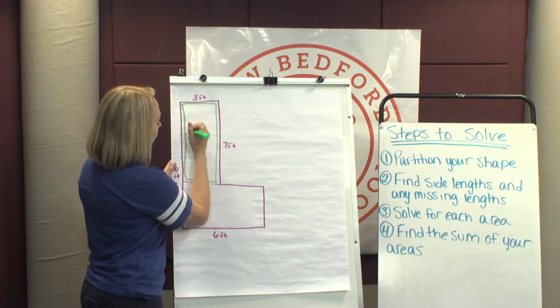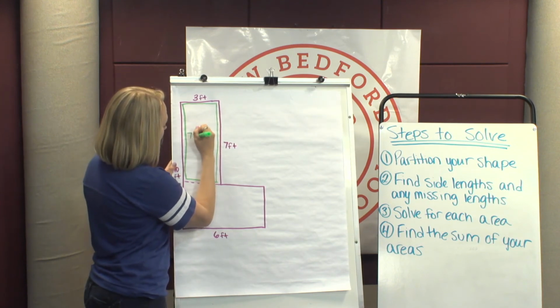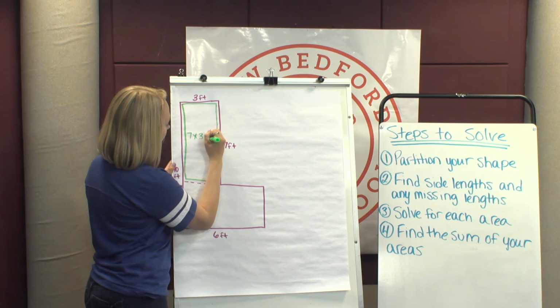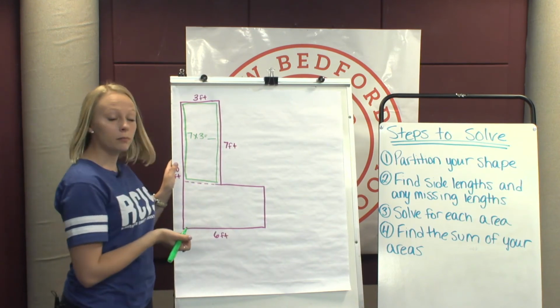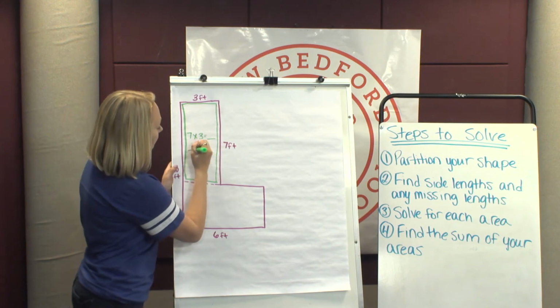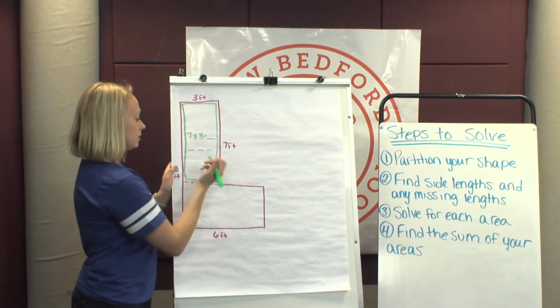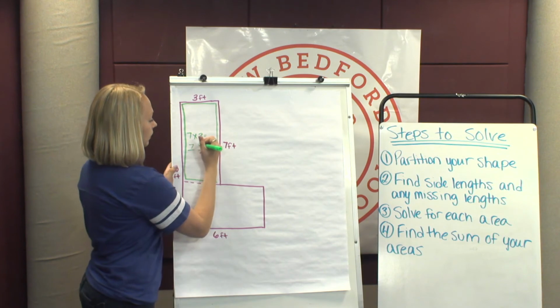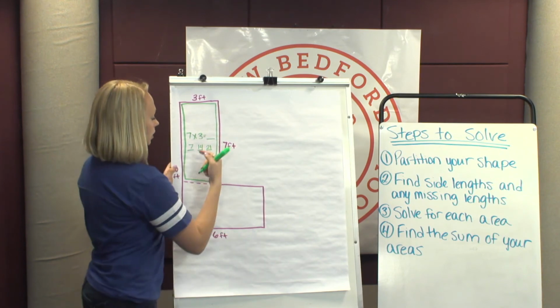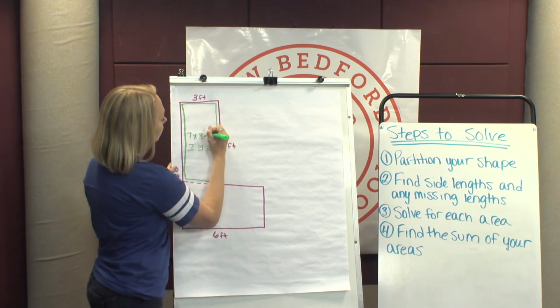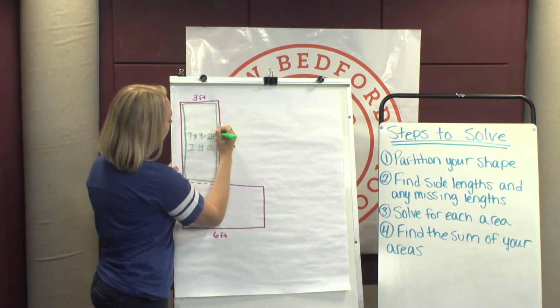So I'm going to do 7 times 3. I'm going to find the area of this shape by skip counting. I'm going to count by 7 3 times. So I have 7, 14, 21. So the area of this rectangle is 21 feet squared.